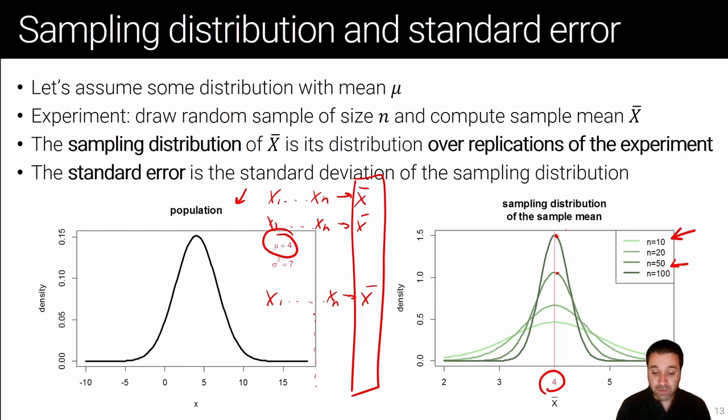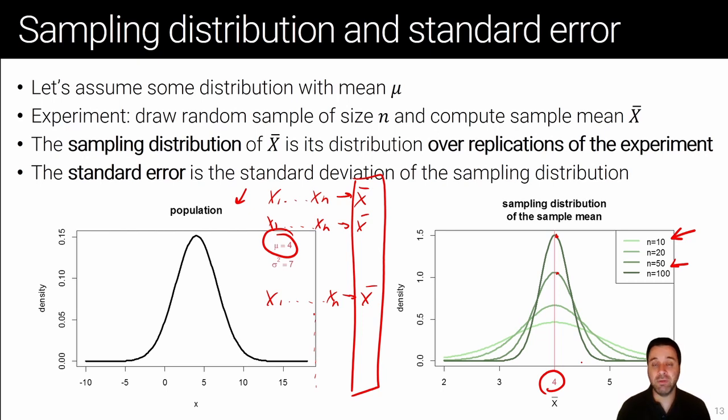And very related to the sampling distribution is the standard error, which is just the standard deviation of this distribution. What that tells us is that if the standard error is high, then the statistic, in this case the sample mean, could vary quite a lot. If the standard error is small, then the statistic is not expected to vary too much.